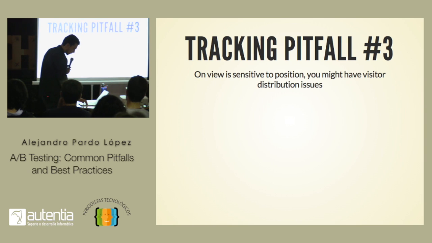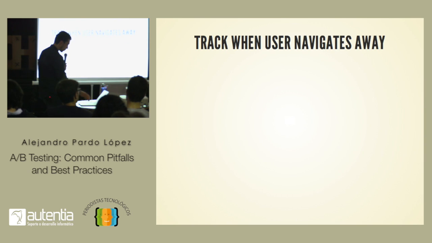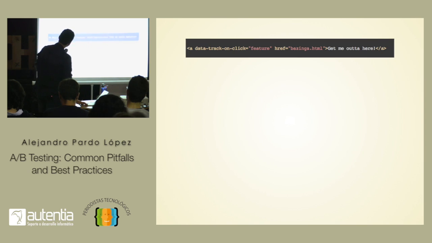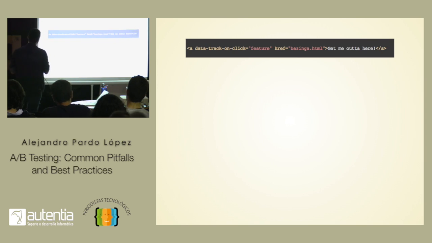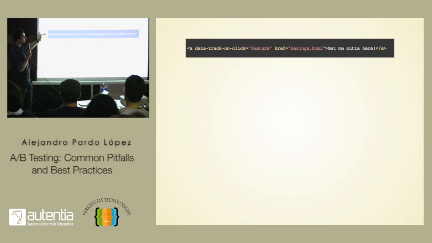So what I mentioned: in-view is sensitive to the position, so make sure that you are tracking at a proper position. This next one is a pain in the ass, I'm not going to lie to you. This is a problem. When somebody clicks on a link, and you want to track an experiment. You don't always need it, but when you need it, it's like, okay, so how do I do it?